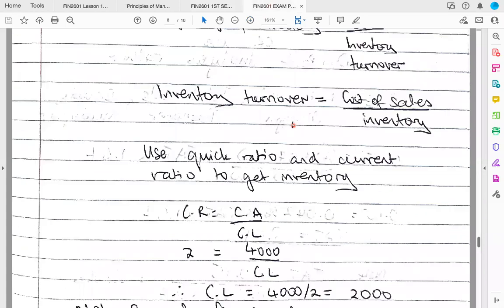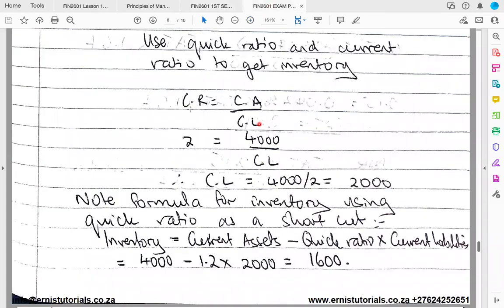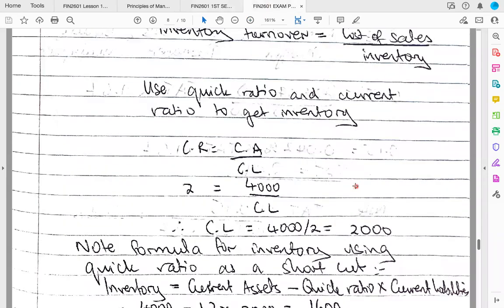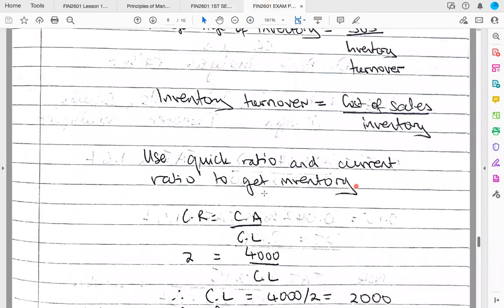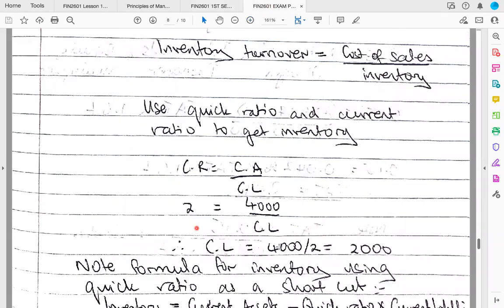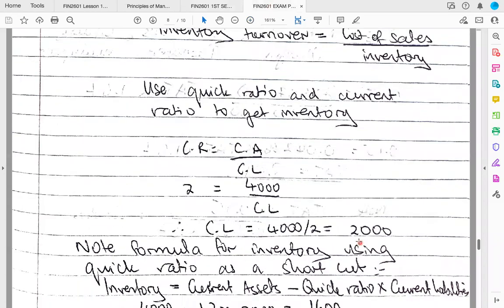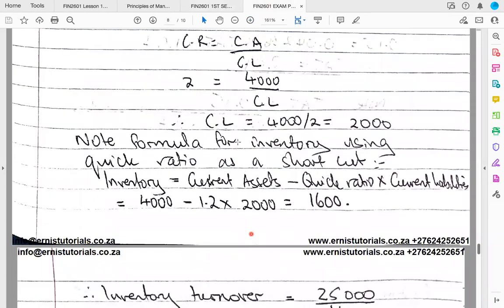For question 13, we just cross multiply, dividing your current assets by 2 to give us our current liabilities using the current ratio. Sorry, I said quick ratio, this should be the current ratio. Then we get 2000. And now I want to give you a shortcut to help you in the exam, right?